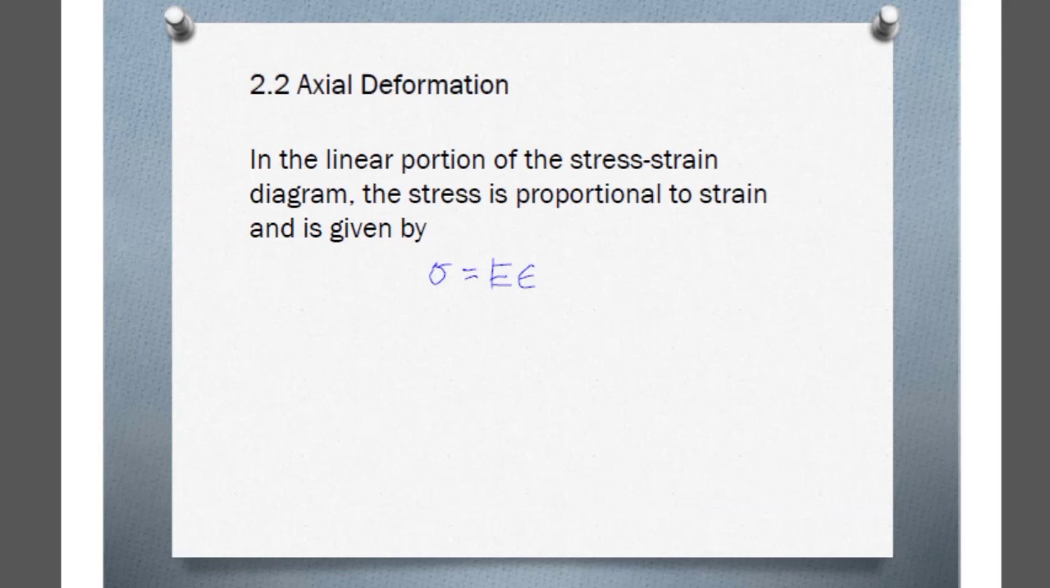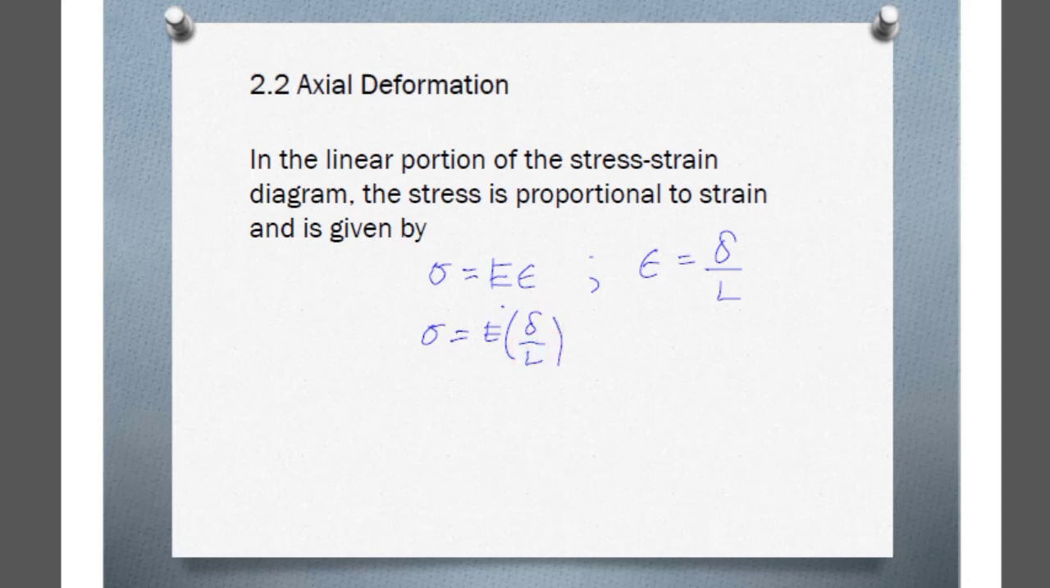In the linear portion of the stress-strain diagram, the stress is proportional to strain, that is given by the equation stress is equal to the modulus of elasticity multiplied by the strain, wherein this E here is the Young's modulus of elasticity, which serves as the proportionality constant. So, from the idea that the strain is equal to the deformation over the original length, we substitute that in our equation and we would have stress is equal to the modulus of elasticity multiplied by the deformation over the original length.